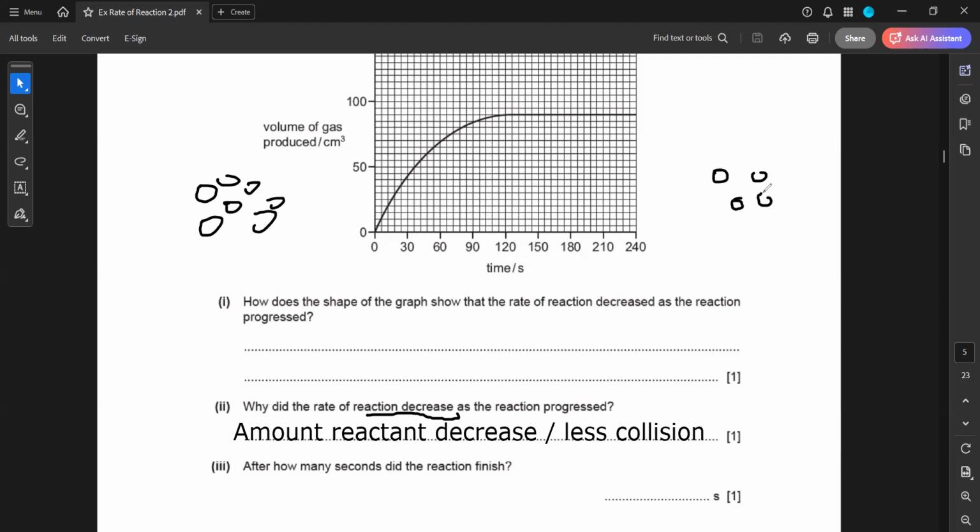Oh, sir, I had another question. If they ask us why the reaction stopped, in that case you will say the limiting reagent used up. Is it clear? Sir, I had a question.